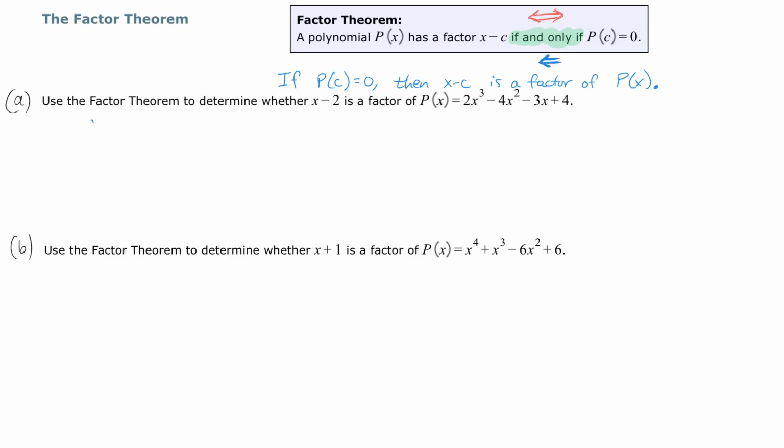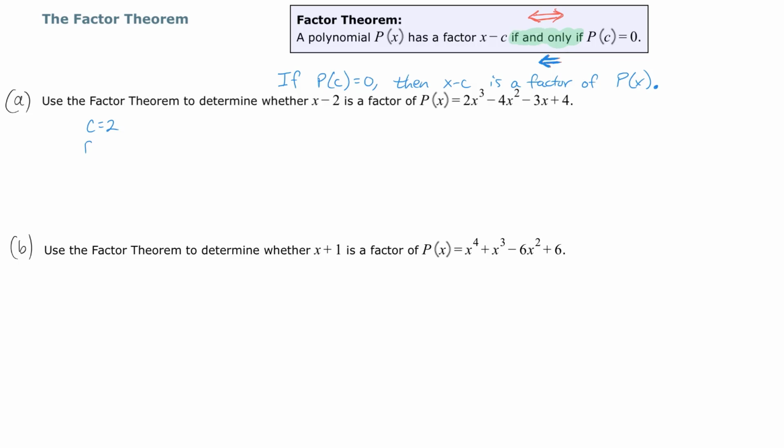So for part A, c is equal to 2. All we gotta do is evaluate p of 2. If p of 2 gets you 0, then we could conclude that x minus 2 is a factor of the polynomial. Let's find p of 2.